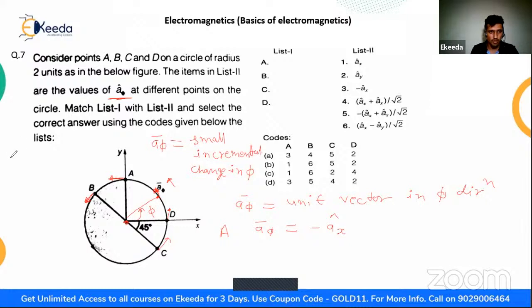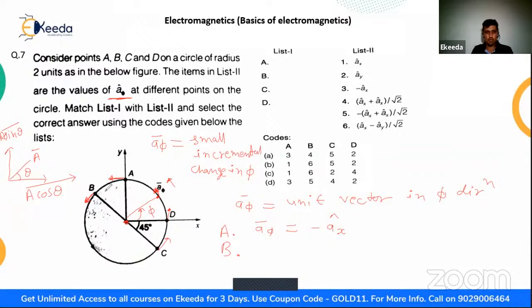You must know how to get the component of a vector. Suppose this is a vector a, and this angle is theta. Then in this direction the component will be a cos theta, and in this direction it will be a sin theta. You must know how to get the component of a vector in any desired direction, whatever angle it makes. So this will be 0 in y direction. So for point A, a phi is equal to minus ax.